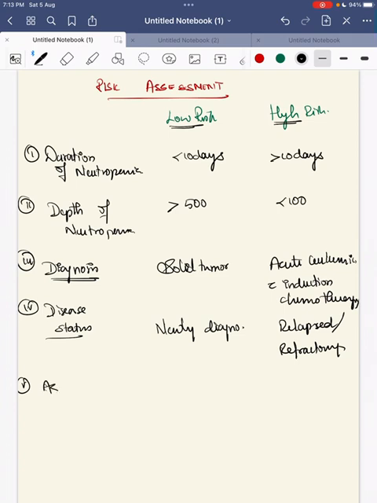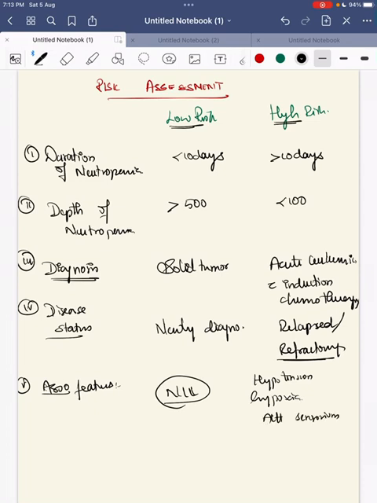Next, what are the associated features? A low risk child will have nothing, while in high risk, they can present with hypotension, hypoxia, altered sensorium, respiratory distress, mucositis, and abdominal symptoms. This is the risk assessment.